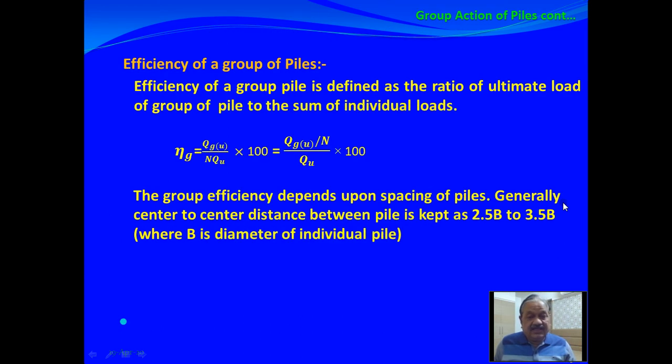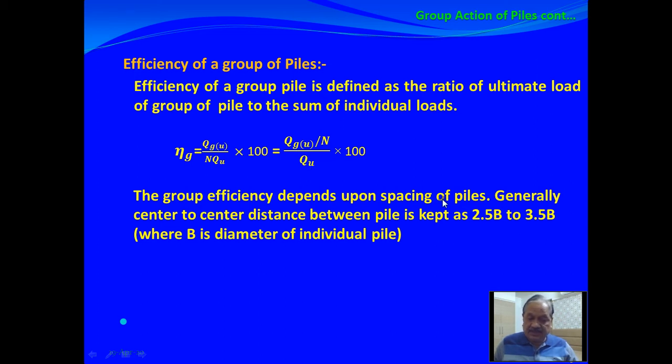Now, what exactly is the efficiency of a group of piles? Efficiency of a group of piles is defined as the ratio of the ultimate load of a group of piles to the sum of individual loads. In mathematical form, eta g, the efficiency of group, is equal to the ultimate load carrying capacity of the group, divided by n, the number of piles, and q, the load carrying capacity of an individual pile, multiplied by 100 as it is expressed in percentage. It can also be written as the load carrying capacity of a group per unit pile to the load carrying capacity of an individual pile.